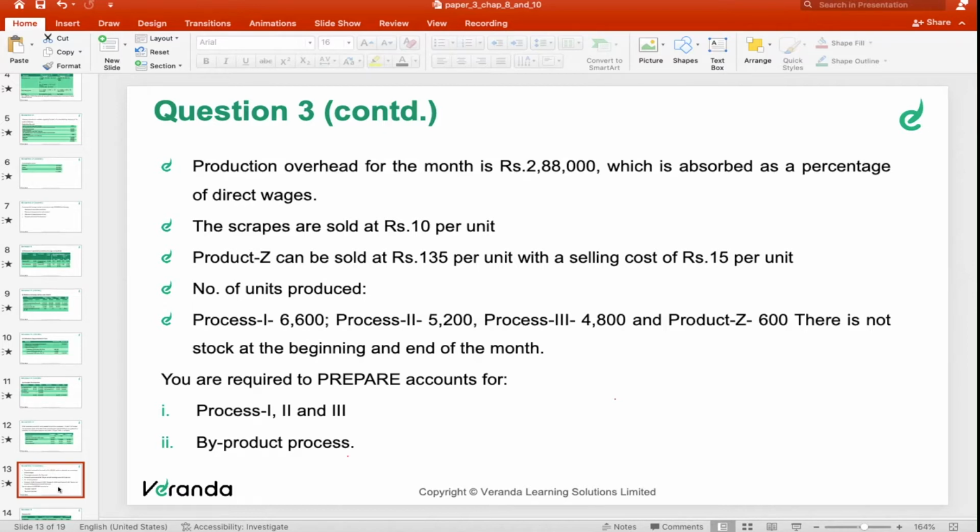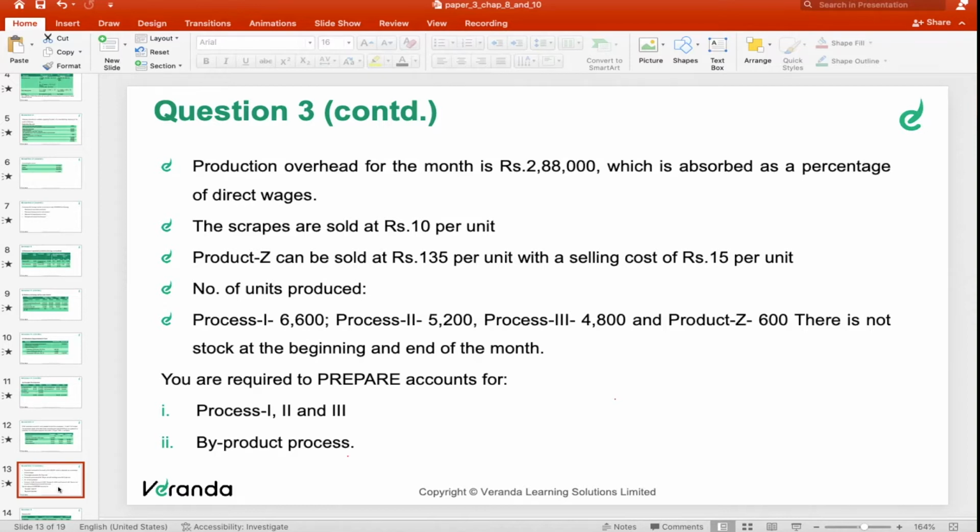And hence, we have to prepare a separate account for each and every process. Understood? These are all the concepts you should learn before you test the problem. Okay.